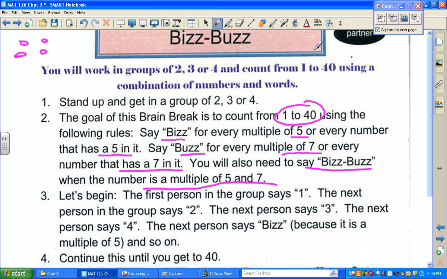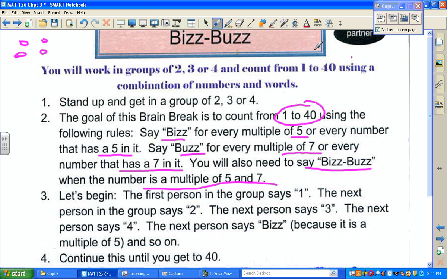Anyway, so you're saying biz for numbers 5, 10, 15, 20, 25, 30, biz buzz for 35. Then for 7, 14, 17, 21, 27. Well, yeah, because it has 7 in it. So then you're saying for 27, biz buzz for 35, buzz for 7, things like that. Wait, so would you say like 20 buzz? 20, then you would say buzz. 20 on one slap and buzz on the other one.